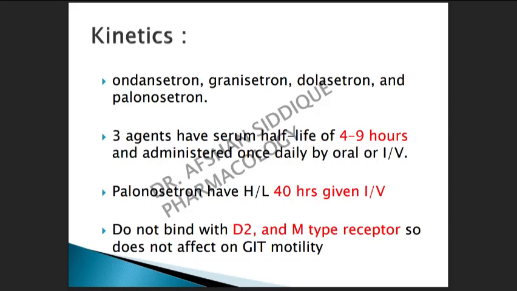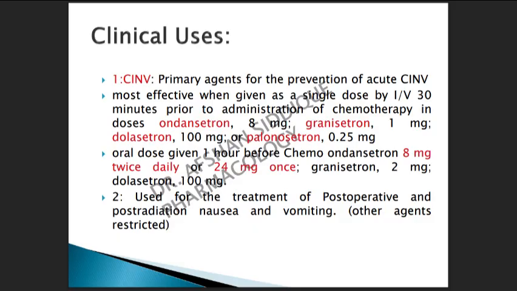Another important thing related with the kinetics of this class is that it does not bind with D2 and M type of receptor, so it does not affect GIT motility. That is the best thing for this, because if we use muscarinic receptor blockers or H1 receptor blockers, they ultimately minimize the motility of the GI tract. That may cause other adverse effects, and the most common adverse effect related with GIT motility is constipation. Okay.